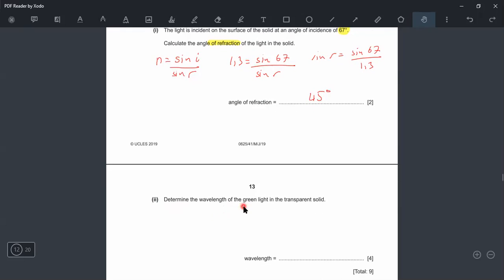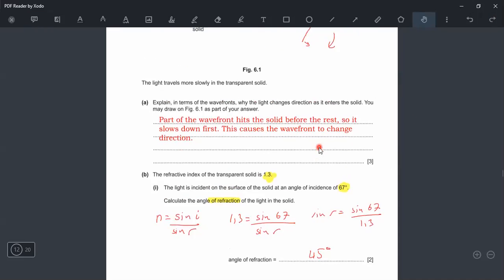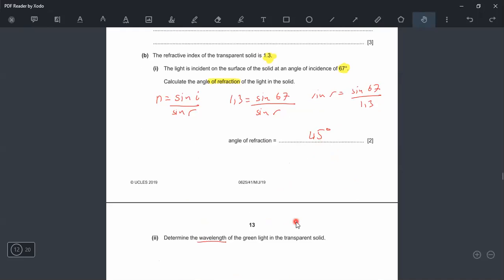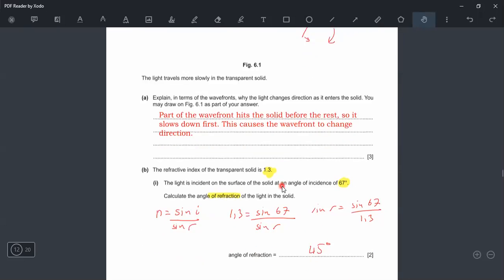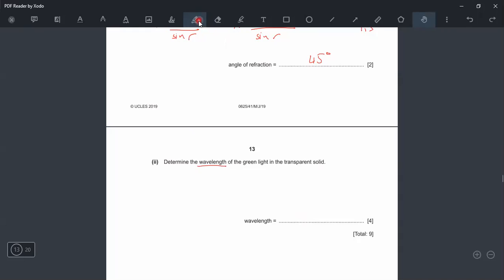Determine the wavelength of the green light in the transparent solid. So wait, how do we get the wavelength in the transparent solid? 4 marks! What are we going to do? Well, first things first, let's think slowly. If he wants wavelength, and we have the speed of the wave, or do we? If we can get the speed of the wave, and we have the frequency of the wave, it's right up there, we can get the wavelength using v equals f times lambda.